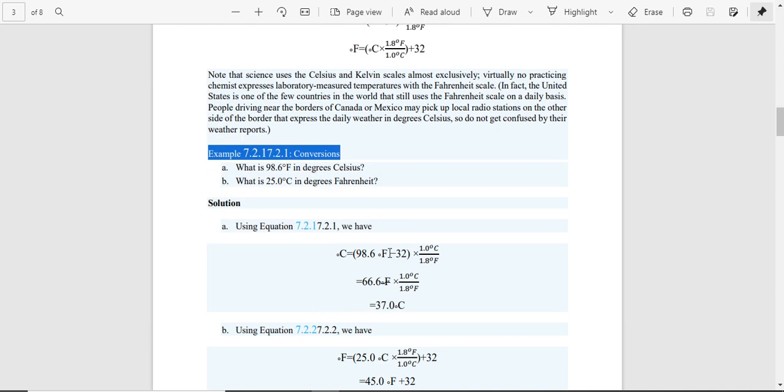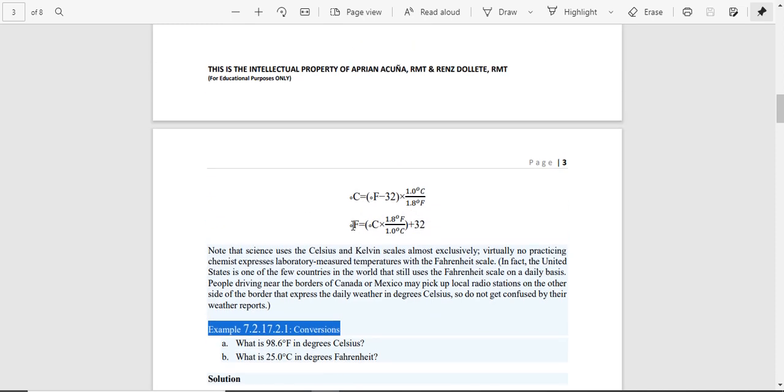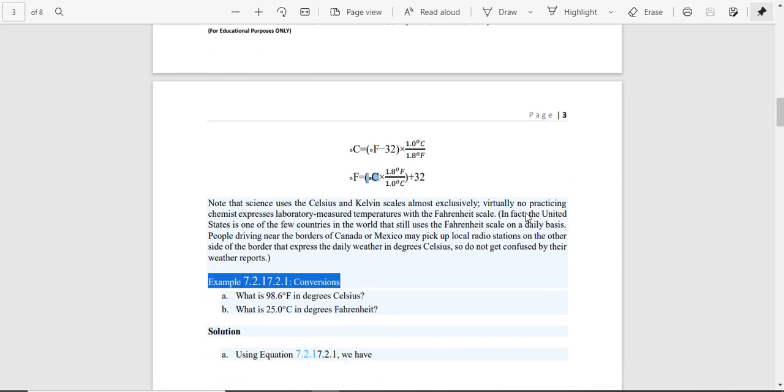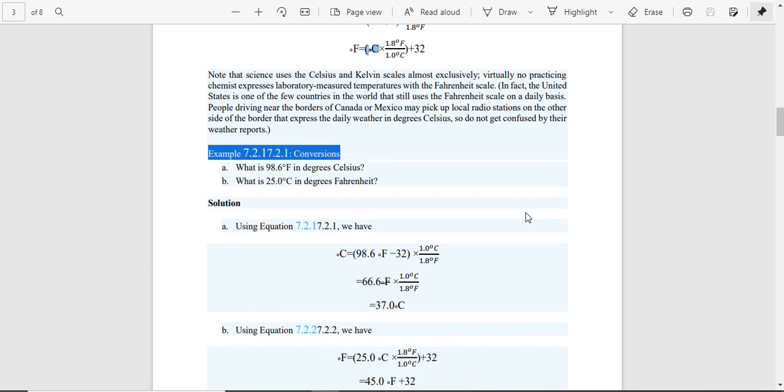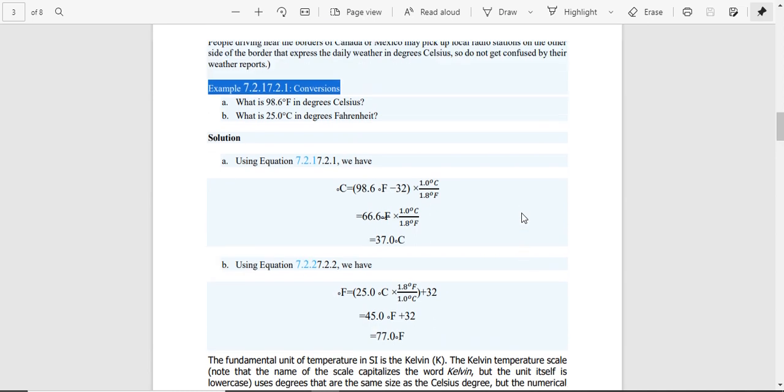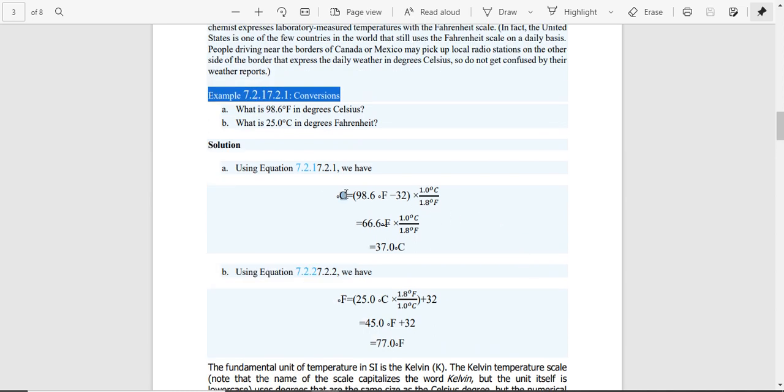Okay, for your Fahrenheit naman, you are given Celsius times 1.8 plus 32. That is the formula for your Fahrenheit and your Celsius. Okay, so example for your Celsius. If you are given 98.6 Fahrenheit, minus 32, that would be 66.6. Then i-divide mo lang sa 1.8, then the answer is 37 degrees Celsius.